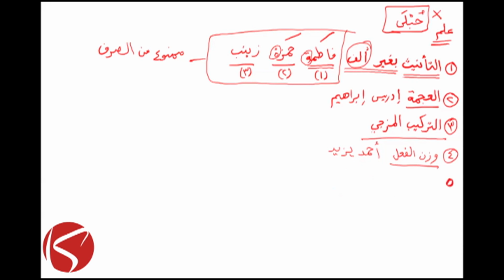And then you have number 5, which is زيادة الألف والنون, like any name that finishes with alif and noon at the ending. Like Uthman, Affan, Ridwan. They all finish with alif and noon. All those names are also mamnu' min as-sarf.